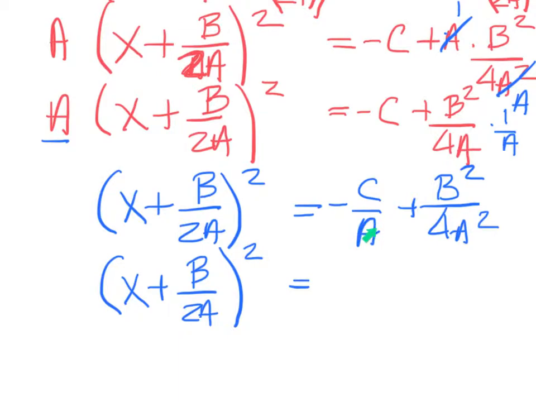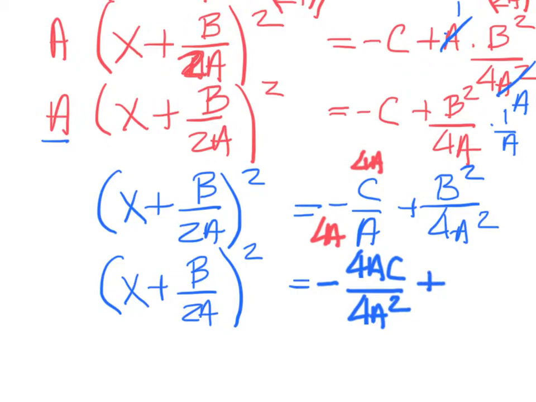There's already an a here. I need to make the a squared, and I need to have a 4 in there. So technically what I'm doing is multiplying by 4a there, and up here I'm multiplying by 4a as well. So that would give me minus 4ac over 4a squared. And then I still have plus b squared over 4a squared.